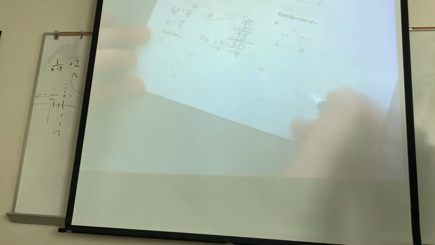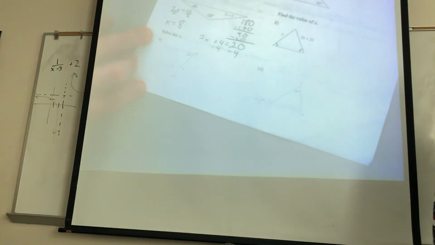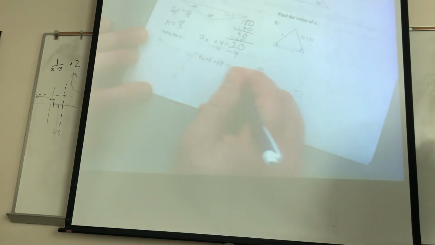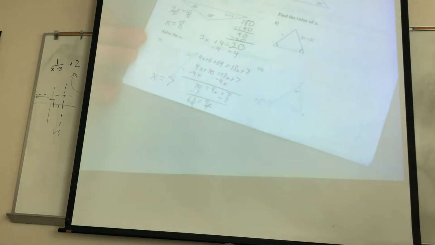But it's the 2 angles opposite the exterior angle add together to make that exterior angle. So this is 4x plus 6 plus 64 is equal to 13x plus 7. This is going to give us 4x plus 70 equals 13x plus 7. I subtract my 4x from both sides. I get 70 equals 9x plus 7. I subtract 7 from both sides. That's 63 is equal to 9x. I divide by 9. I get x is 7.